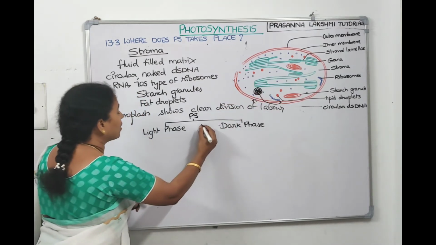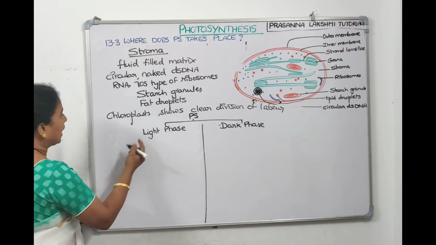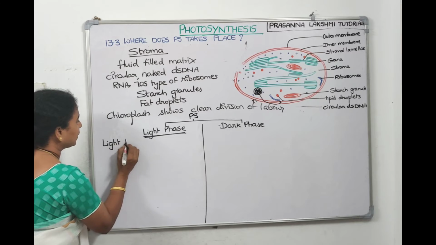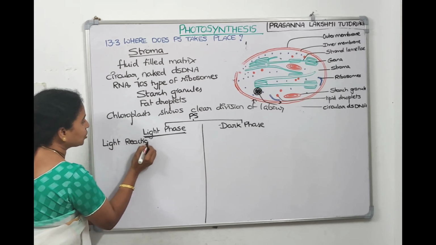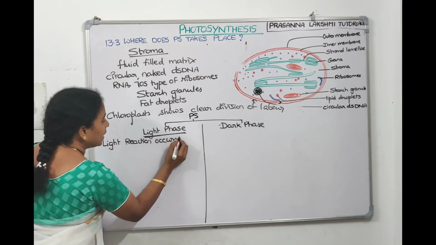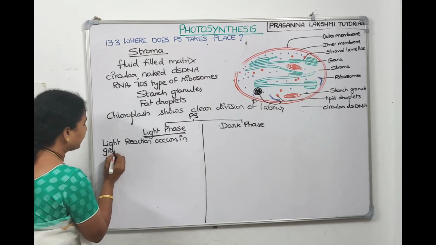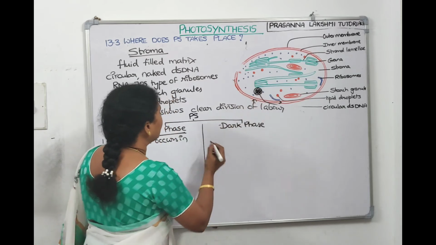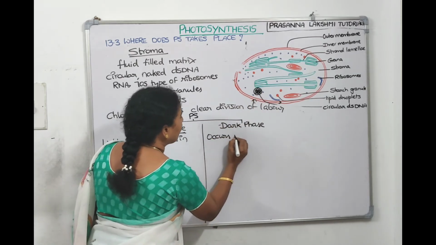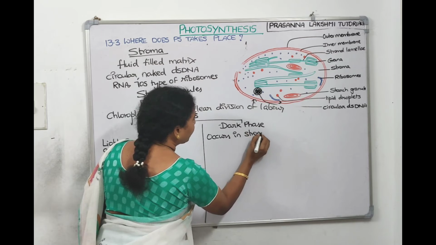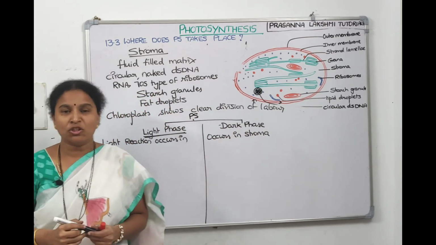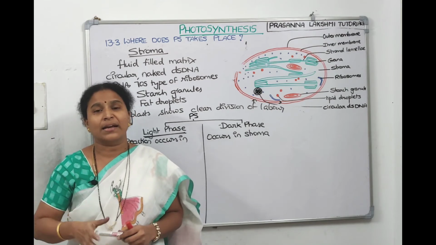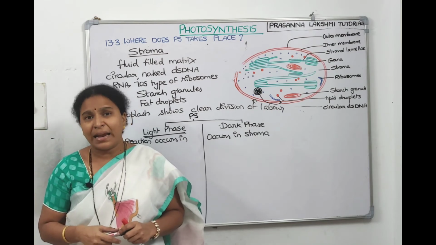The light phase, or the light reaction, occurs in the grana, whereas the dark reaction occurs in the stroma. That is why we say they have distributed their work. Grana will do the light reaction, stroma will do the dark reaction. What do you mean by light reaction?